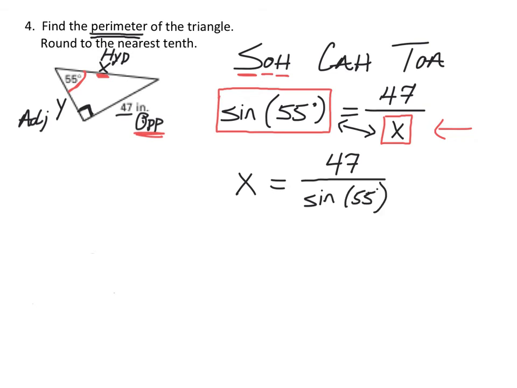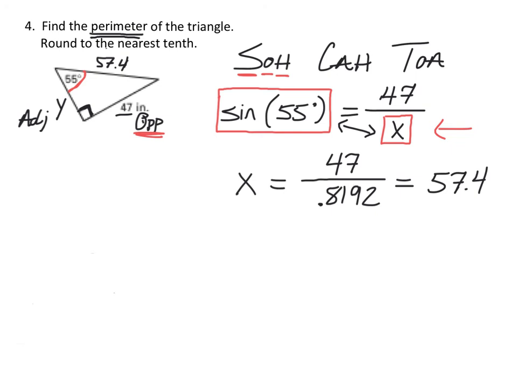Now, to help me calculate this, first thing I'm going to do is change that sine of 55 degrees to a decimal. So I'm going to end up with 0.8192. And then when I plug that into my calculator, I'm going to end up with 57.4. Okay, so now I have a value for x. So I'm going to go back to my original picture, and I'm going to fill that in. So I know the top side of my triangle is 57.4. Now I just need that last side, that adjacent side.